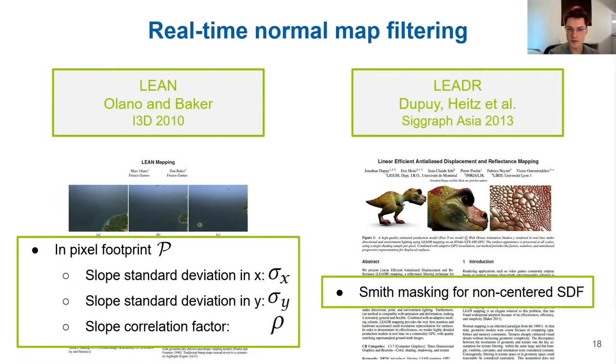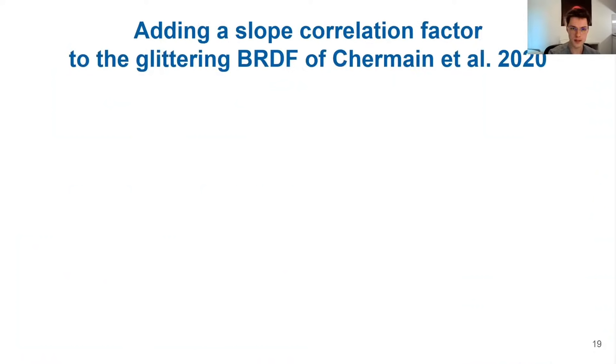LEADR mapping improves LEAN mapping by proposing a Smith masking term adapted to off-center slope distributions. Since the glinty BRDF of Chermain and colleagues is restricted to a V-cavity masking term, we can't use LEADR mapping. Therefore, we use LEAN mapping. In order to combine the rendering of glints and the filtering of normal maps, we propose to use the BRDF parameters given by LEAN mapping in the glinty BRDF of Chermain and colleagues.